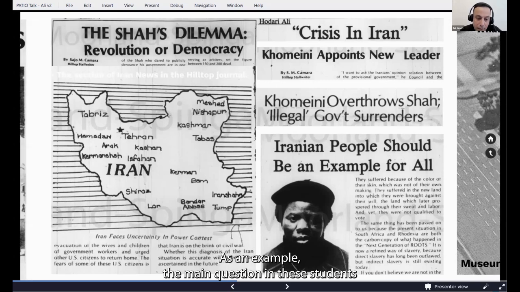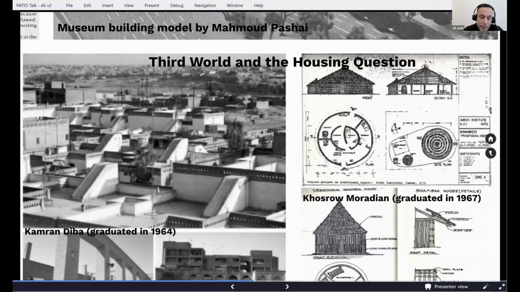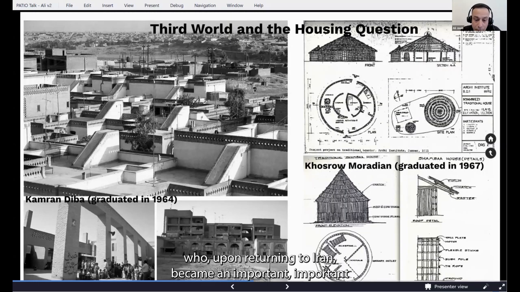As an example, the main question in design studios was, what are the most appropriate forms for third world architecture to take? Iranian students such as Kamran Diba studied at this school, who upon returning to Iran became an important figure to transform both architectural practice and pedagogy.